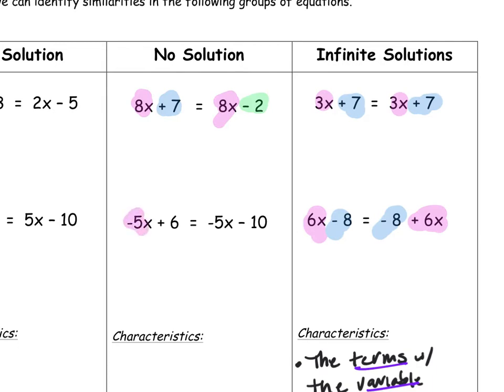Here's the term with the variable, it's a negative 5x, and on this side it's also negative 5x. And then I see that I have a positive 6 and I have a negative 10. So the constants are different. What I want to make sure you don't assume is because one is positive and one is negative, both of these examples have a positive and a negative. This could have been a positive 7 and a positive 2, but the fact is they're different. That's what's important. So let's write down those characteristics.